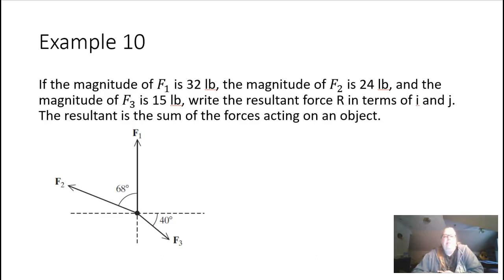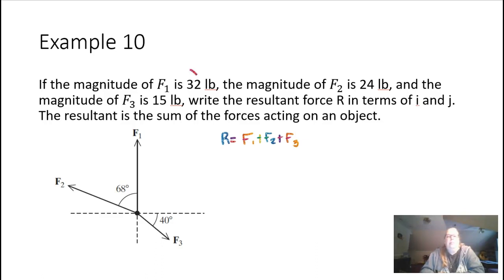Example 10, if the magnitude of F1 is 32 pounds, the magnitude of F2 is 24 pounds, and the magnitude of F3 is 15 pounds, write the resultant force R in terms of I and J. The resultant is the sum of the forces acting on an object. So really, R is going to be equal to F1 plus F2 plus F3.